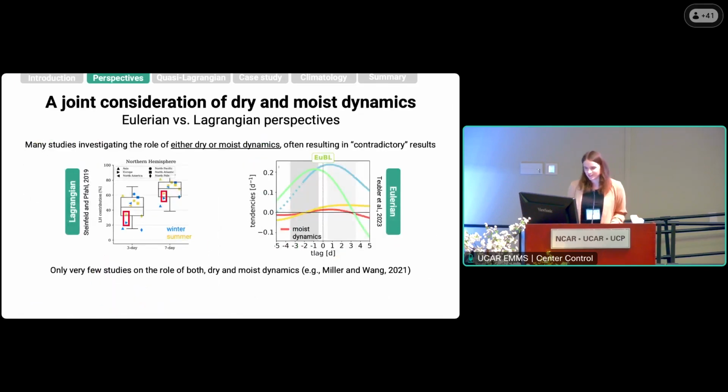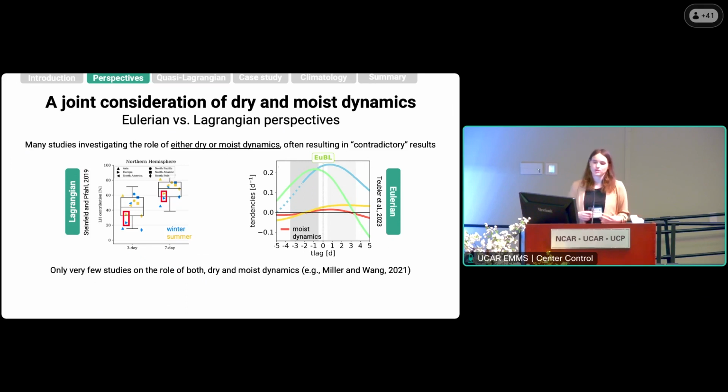Okay, so I talked about moist processes for quite a long time now. So I wanted to bring it into a joint picture together with the more dry dynamics. And here we also compare different perspectives, what I call the Eulerian versus the Lagrangian perspective. Many studies investigated the role of either dry or moist dynamics, but they often result in contradictory results. I just wanted to pick one example here to show you what I mean.